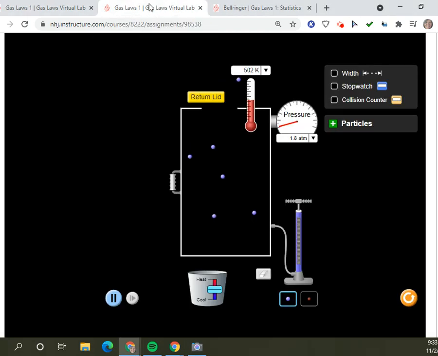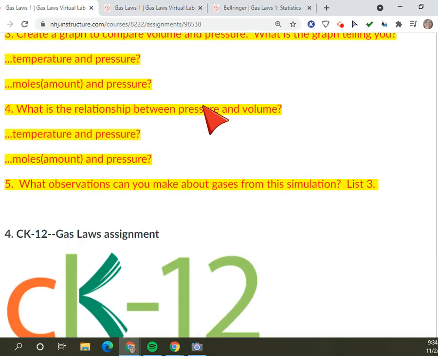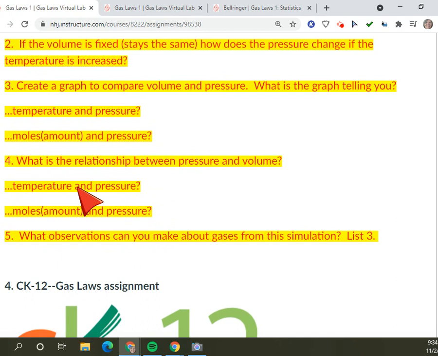So if we go back to the simulation, we could reset this. Question 4. Okay, let's go back. He says he doesn't understand question 4. If we look, 3 and 4 are essentially the same question. They're just worded in a very different way. This one tells you to create the graph. Okay, and then it asks you, what is the graph telling you? So what conclusion can you draw from the graph?